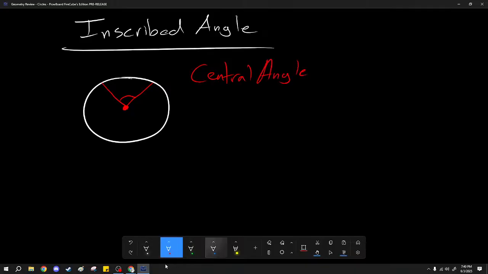Now, in blue, I will draw what's called an inscribed angle. And then I'll write the definition of what an inscribed angle is. So imagine this red line hits the center and then continues. Imagine this starting point here. Instead of going to the center, it connects to this point. This angle here is an inscribed angle.